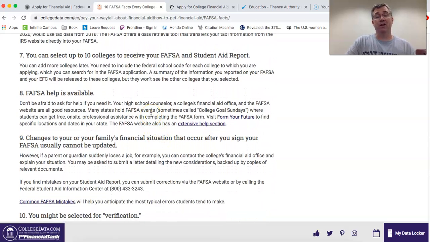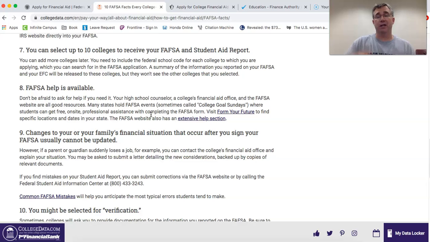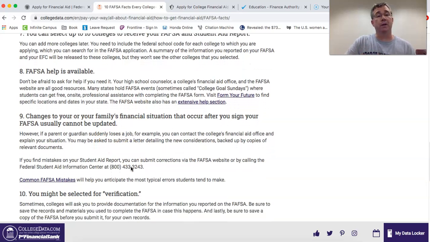FAFSA help is available. Even when you're sitting entirely by yourself and you're filling out the form, there are little question bubbles that you can click on that will explain a line. If you don't know what they're asking for, it'll even tell you, go to line whatever on your 1040 tax return and enter the number there. There's a lot of support and help. But if you want to talk to somebody in person, at the end of this video, I'll give you a connection where somebody can really help you.